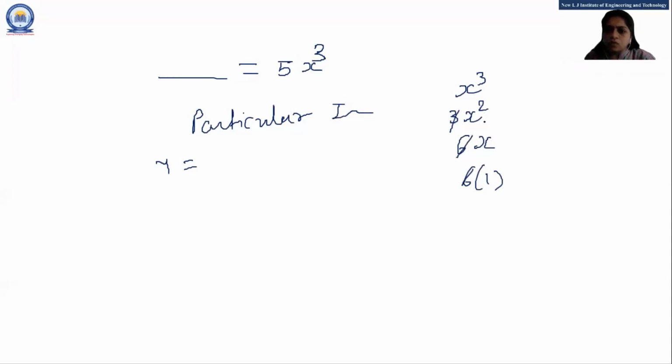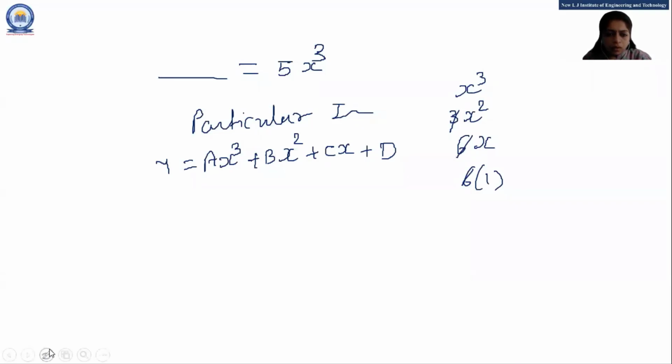x cube, x square, x, and this constant term. So I have to write my particular integral like ax cube plus bx square plus cx plus the fourth constant d. You may also write here a1x cube, a2x square, a3x plus a4. Got it?